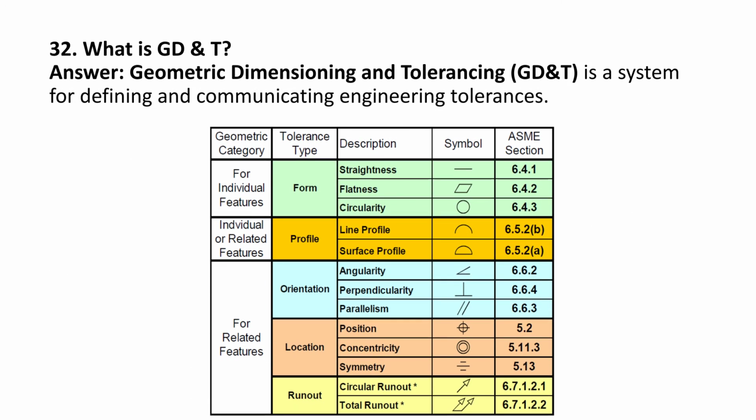Next question, what is GD&T? The answer is, GD&T is geometric dimensioning and tolerancing. It is a system for defining and communicating engineering tolerances. Here you can see the different types of tolerances which are provided over the component. The tolerances are form, profile, orientation, location, runout, and various symbols are used for those tolerances.